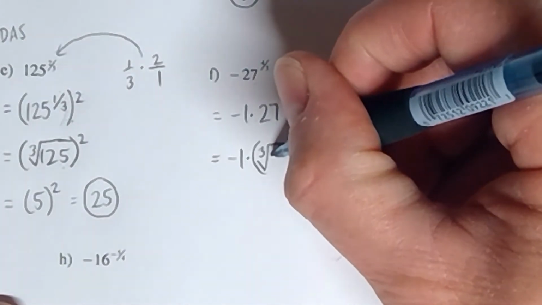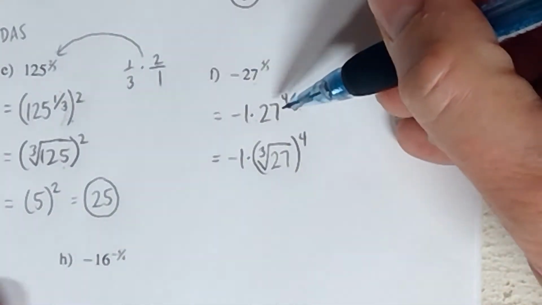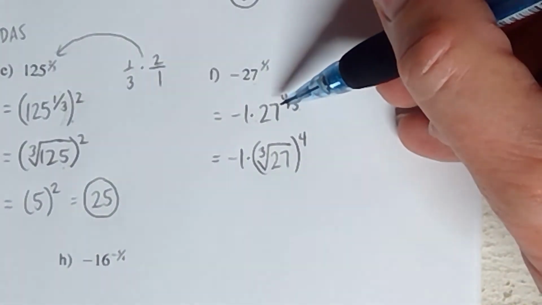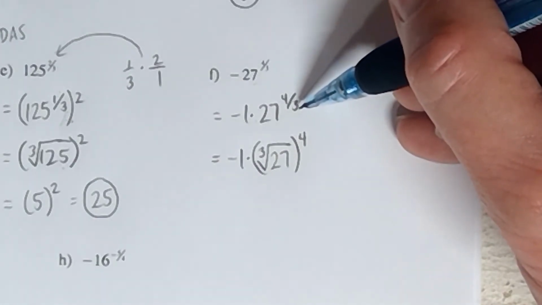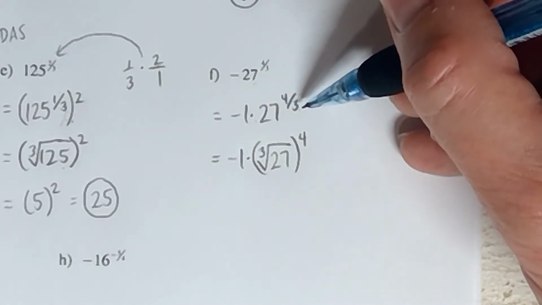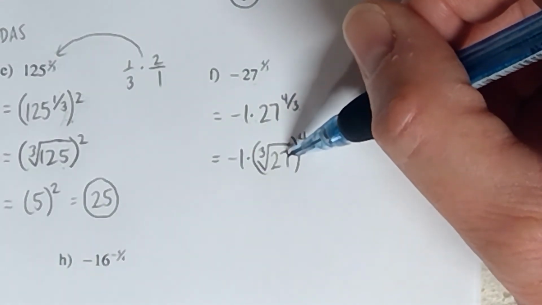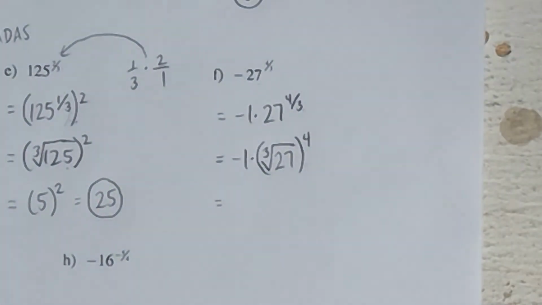But then what goes inside the radical is not -27, it's +27, because the thing being taken to the fraction power, again, is not negative 27, it's positive 27. So whatever is being taken to that fraction power goes inside of there. Do not put negative 27 in there, but just 27.